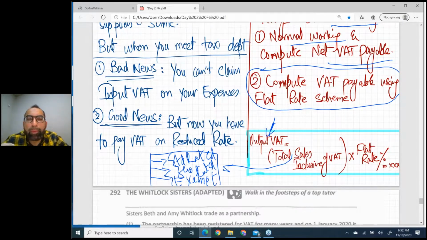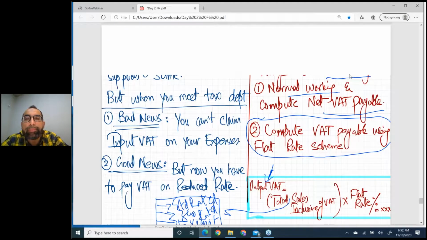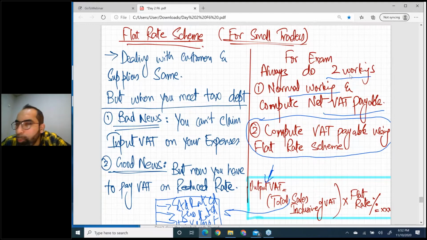So if you get any planning question on the flat rate scheme, always solve that question two times, first the normal working and then the flat rate working, and whichever option is beneficial you can write.